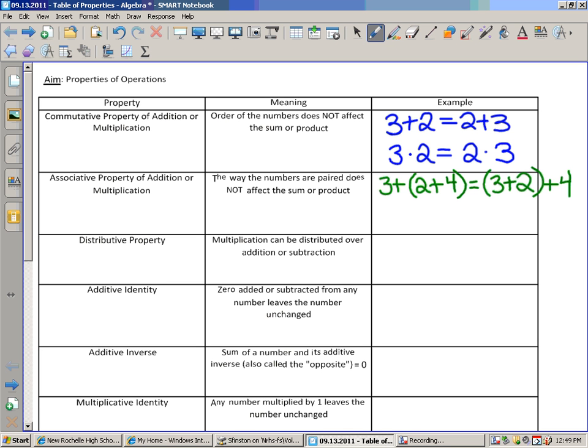So you see different items got subbed in and out of the parentheses, and it was the same. That's the associative property. And that also works for multiplication. Doesn't make a difference.